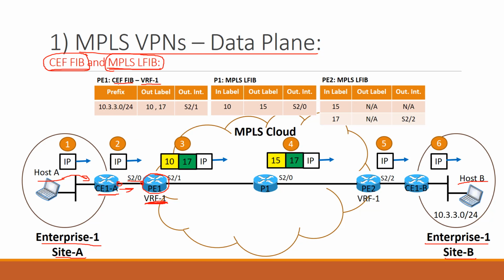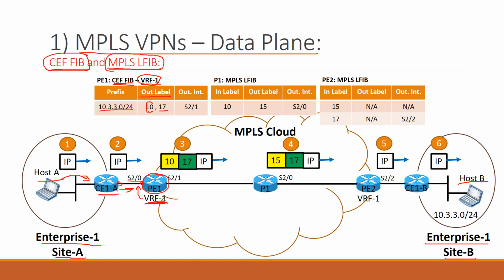Because there is another CEF forwarding information base for VRF2, which has the same prefix. So provider edge 1 will not check VRF2 because of the configuration of VRF1 associated to serial 2/0. So it will check the CEF forwarding information base of VRF1. Now it will find an entry matching the destination IP address inside the packet, and an out label 10 and 17.